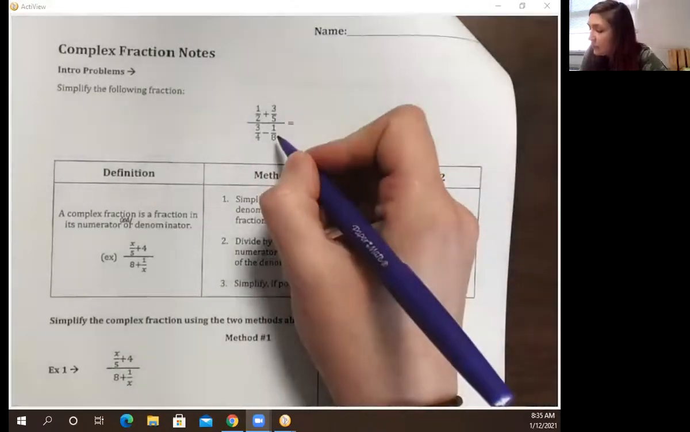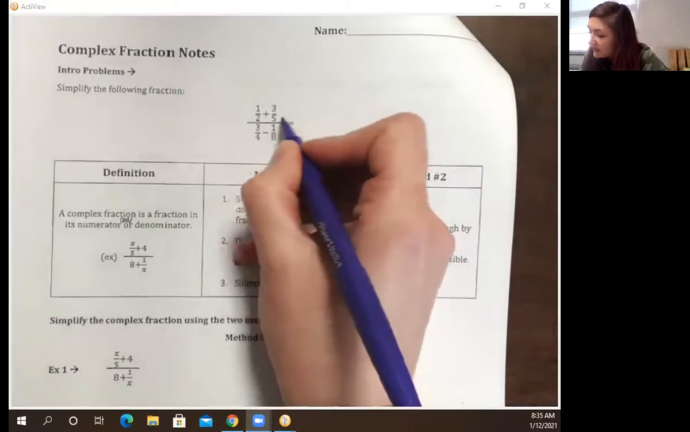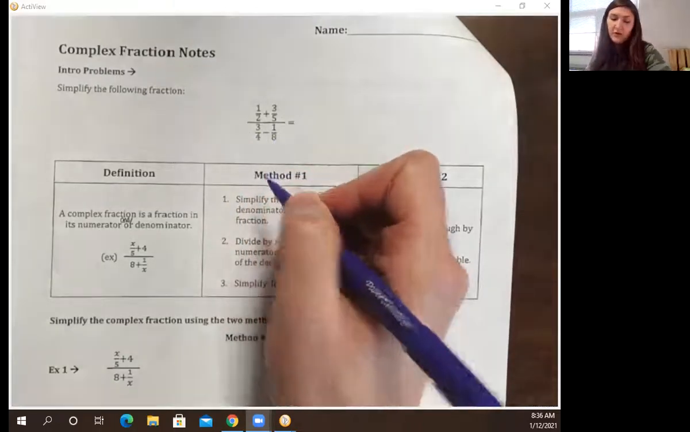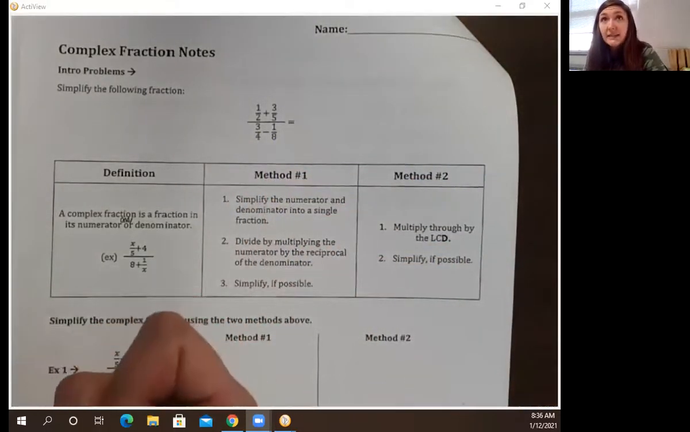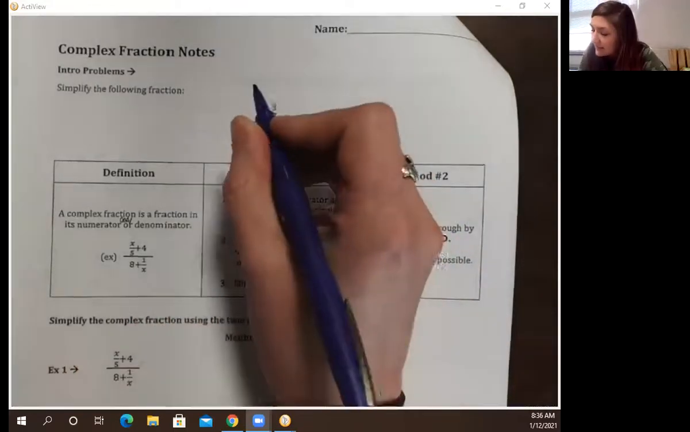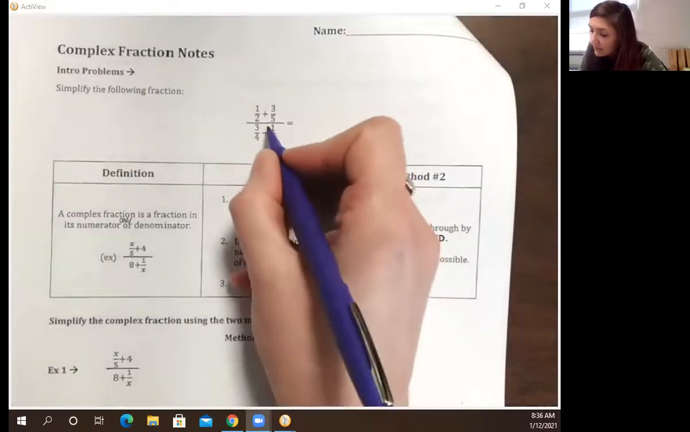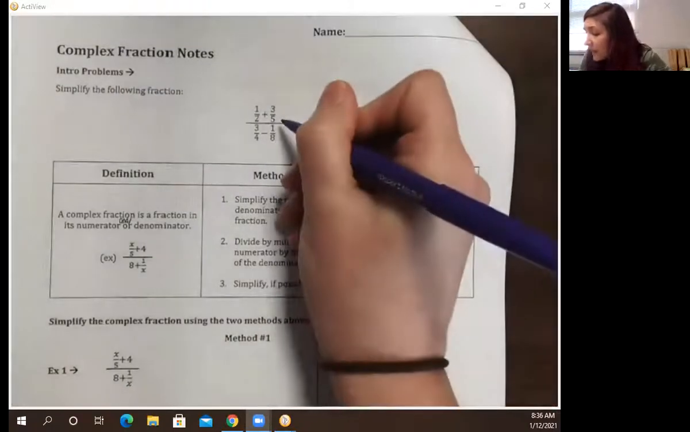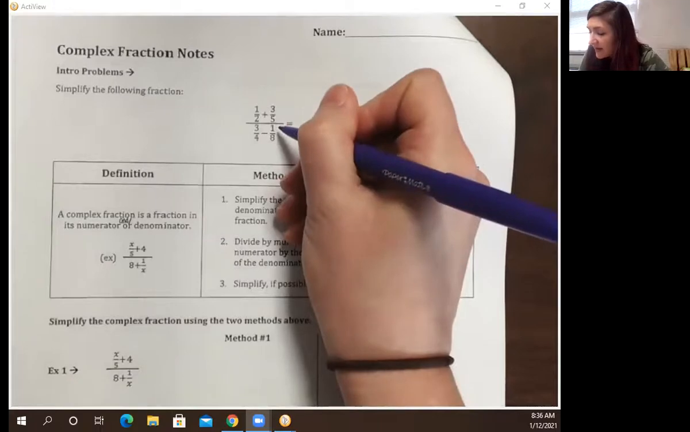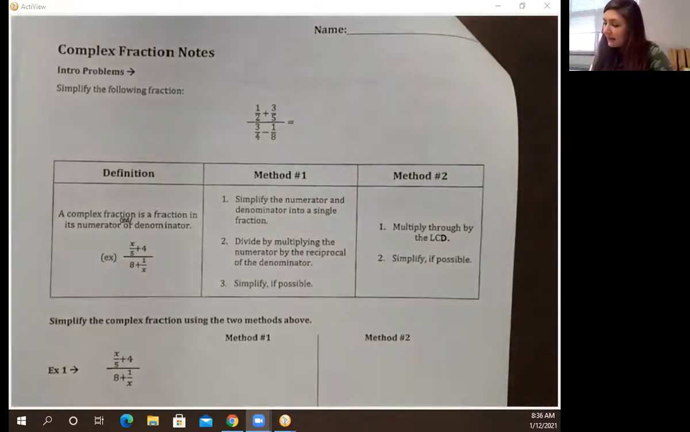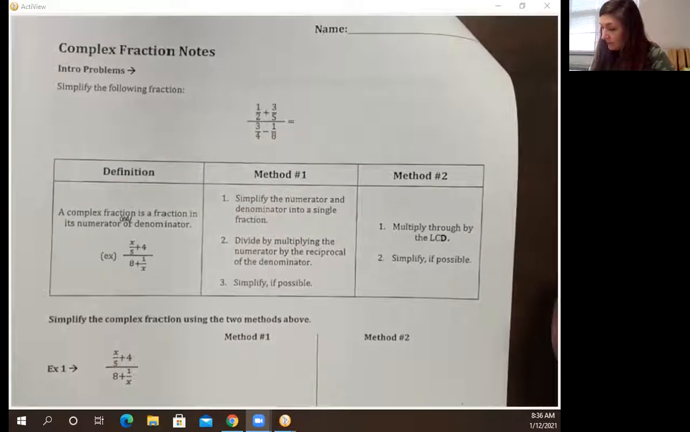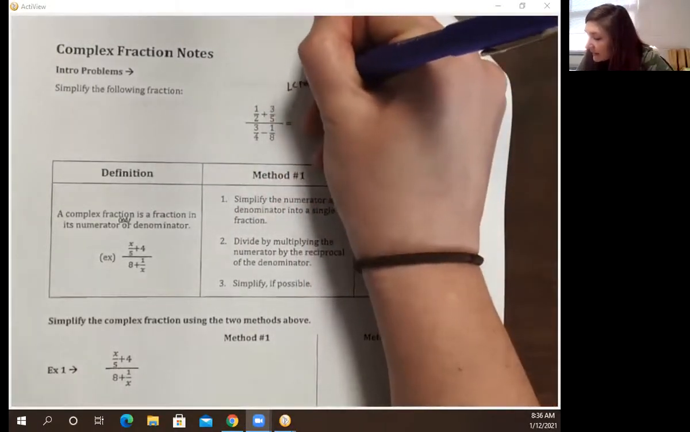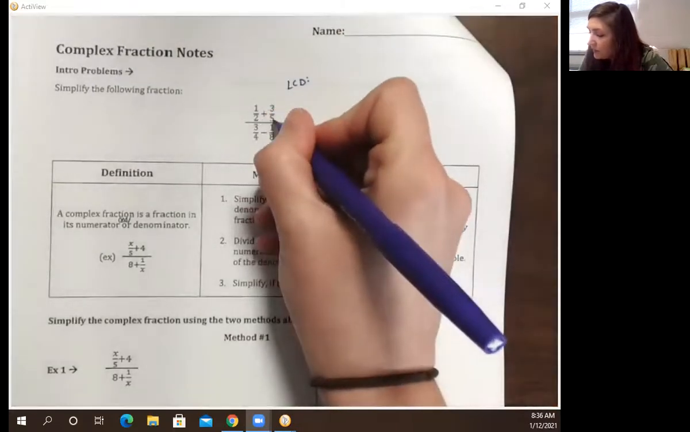So if we take a look at our intro problem here, we've got some fractions in the numerator of our larger fraction and some fractions in the denominator of our larger fraction. If I want to simplify this, then that means I need to simplify the top, simplify the bottom, and then simplify that large fraction as a whole. So on top here, where I've got 1/2 plus 3/5, I need to get a common denominator to be able to add these. My least common denominator really is what we're looking for, would be 2 times 5.